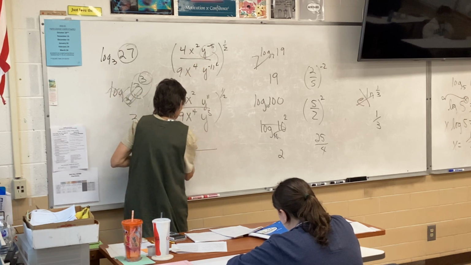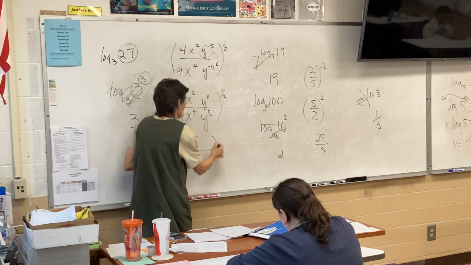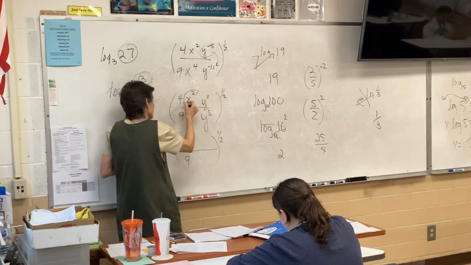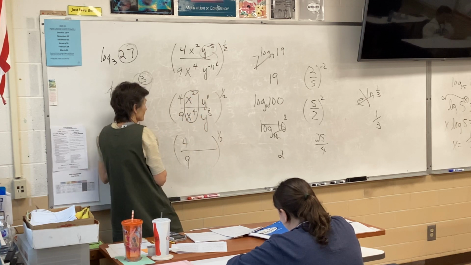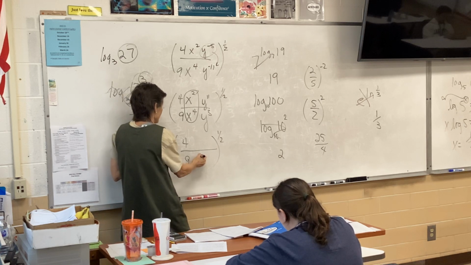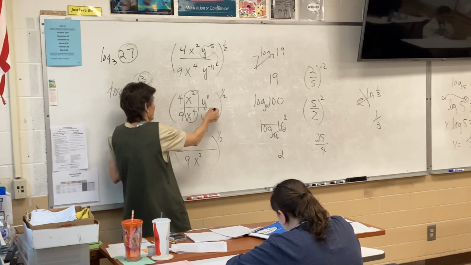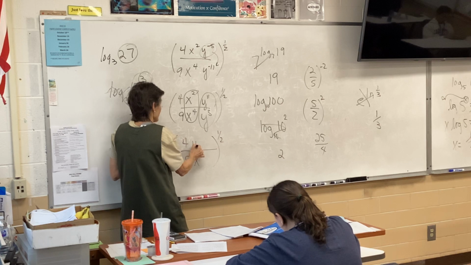And now things will cancel out, she says. What happens here? What happens with that? It's gonna be 2x on the bottom, x squared on the bottom. And what happens here? y to the 6th on top. y to the 6th on top.